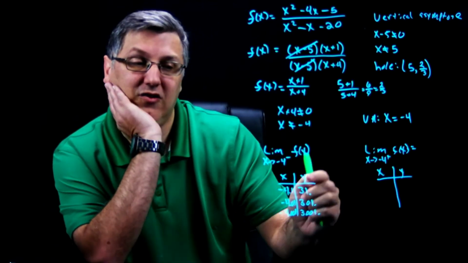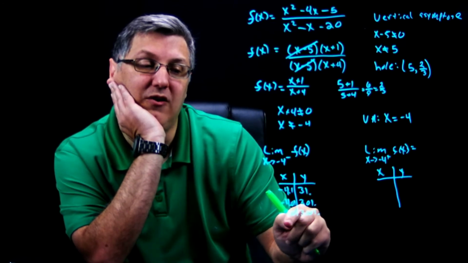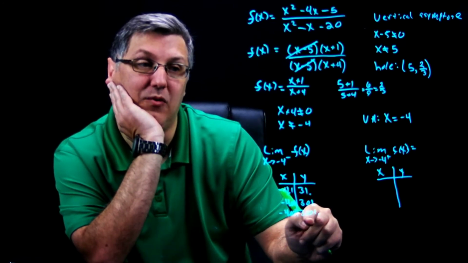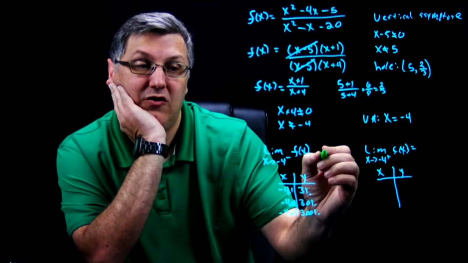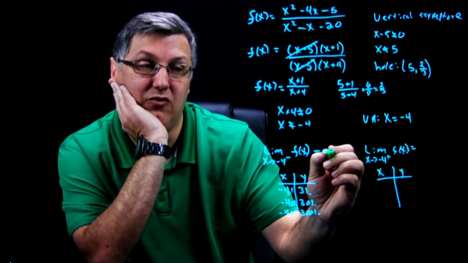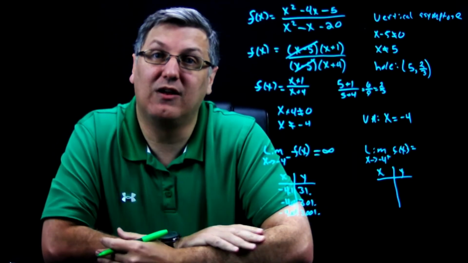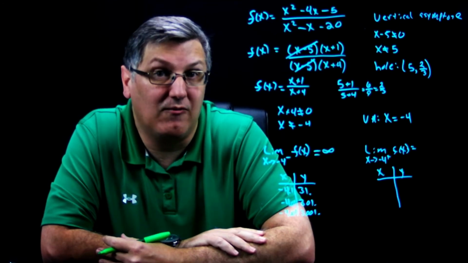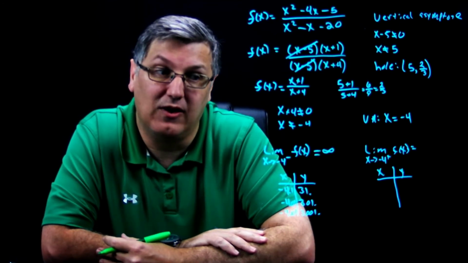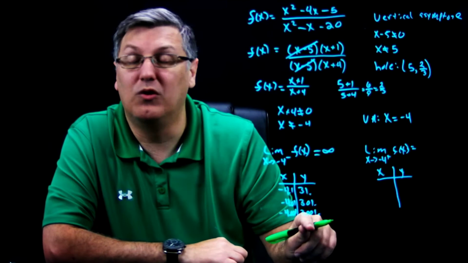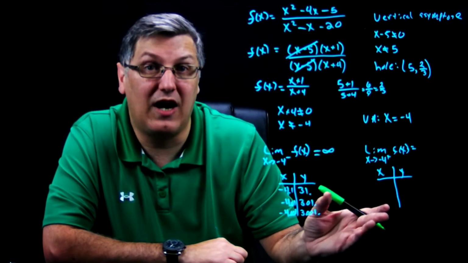Now, if I look at this and say, the closer I'm getting to negative 4, the bigger the number my graph is getting. So this is actually going to go to infinity. Because whenever we deal with vertical asymptotes, my answer is either going to be infinity or negative infinity. Well, in this case, it's getting really big, so it's got to go to infinity.